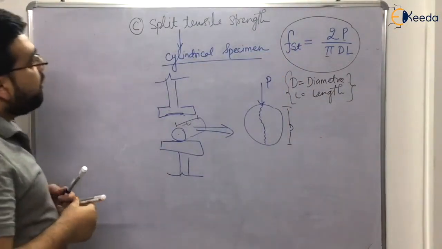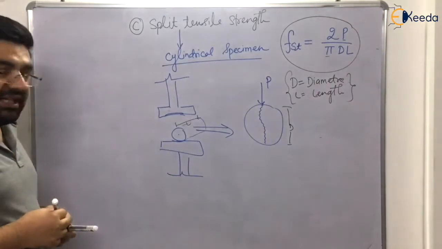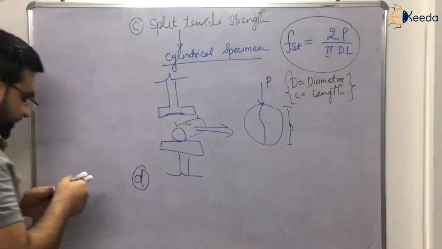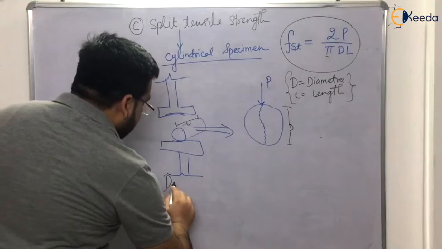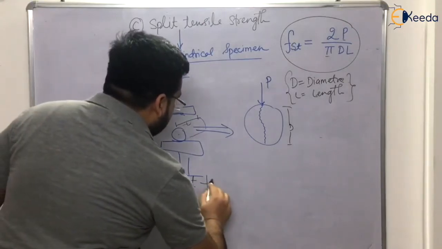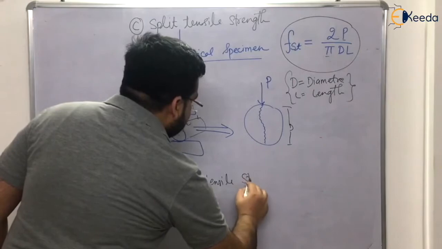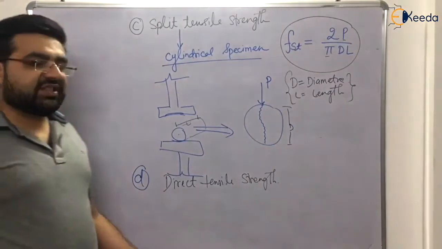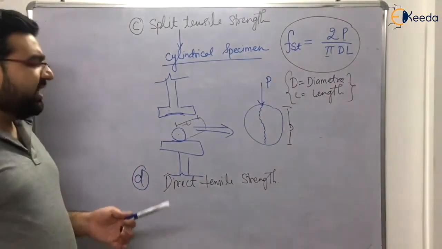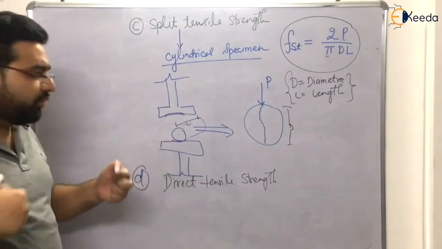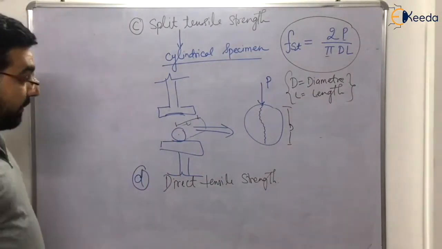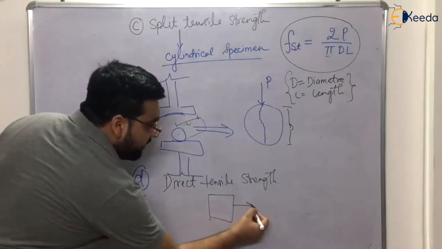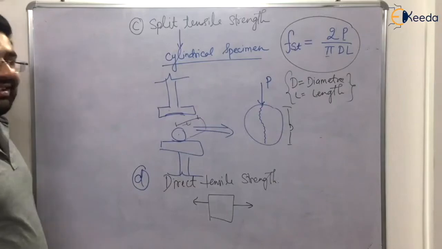Now the fourth type of strength given by the IS code is the direct tensile strength. It is very difficult to measure direct tensile strength, but still we have a lot of methods. One briquette is there, you pull the briquette, you note down the load. A lot of methods are there. But first of all, let me tell you what is direct tensile. When you directly pull the samples, you will get the direct tensile strength.